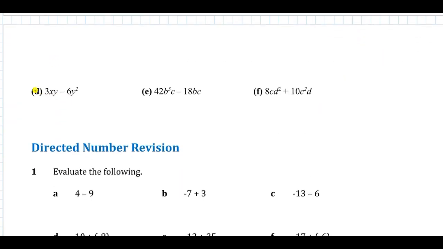For part D, factorising here, I've got 3 and y in both terms. If I take the 3 and the y out, I'm left with the x here, so I need the x there. Subtract 3 times 2 gets me 6, and y times y gets me the y squared.